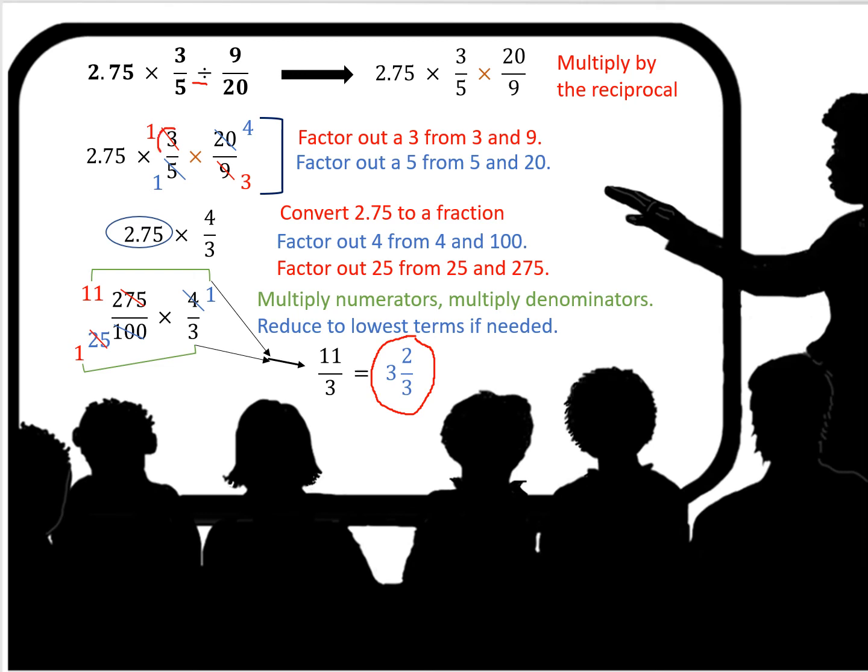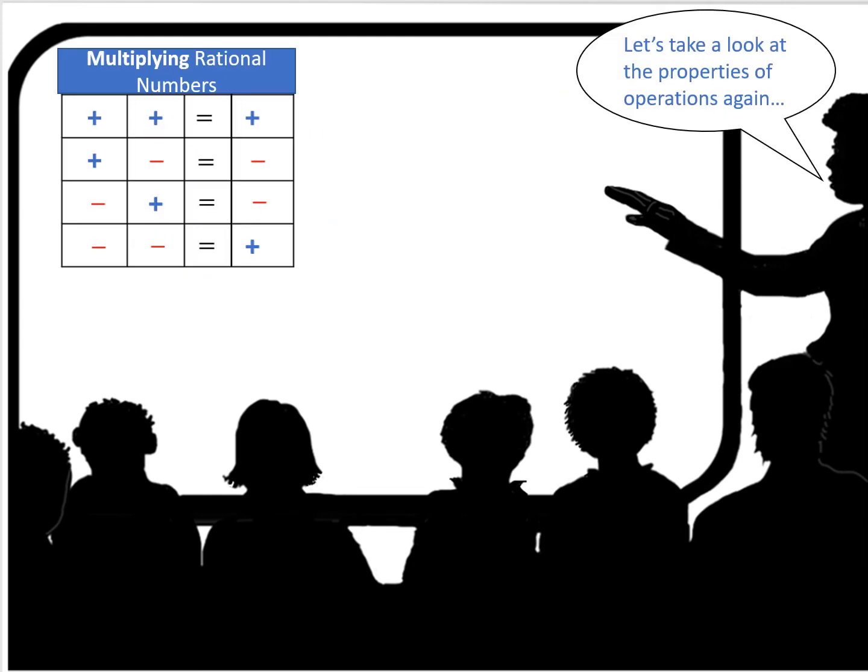But the way it is right now, 3 and 5 don't have any factors in common. But the 3 and the 9, those are cross, those do. And the 20 and the 5 do. So be careful when you're factoring. Let's take a look at the properties of operations one more time because this is really important in what you're going to do in the activity.